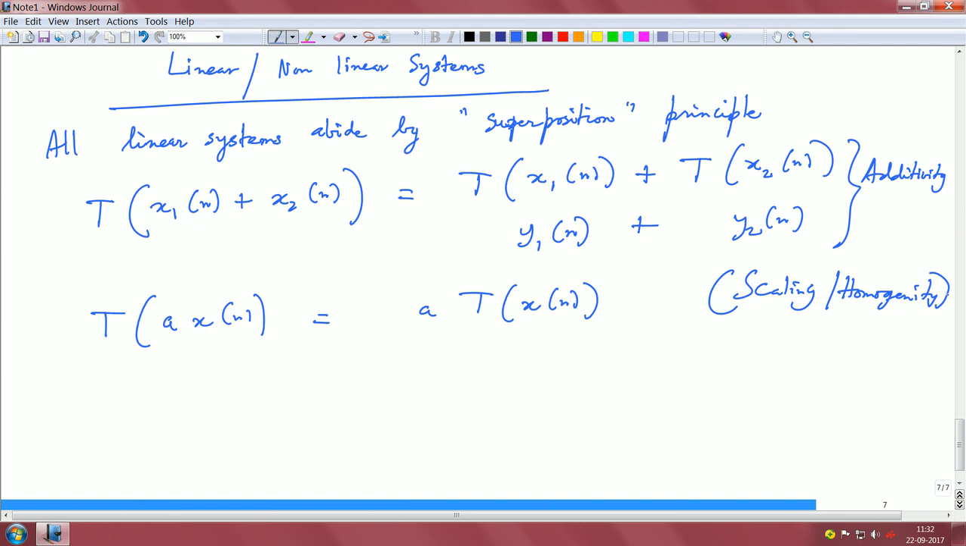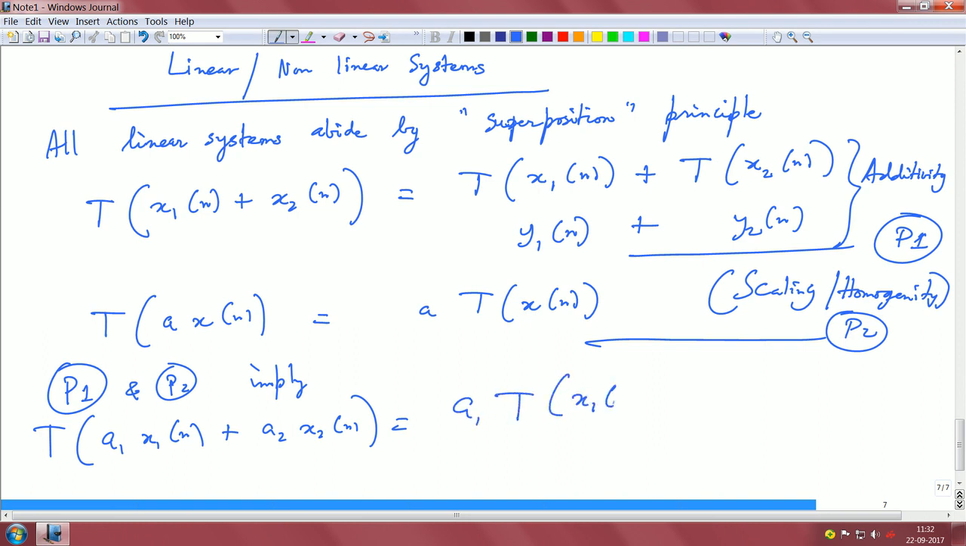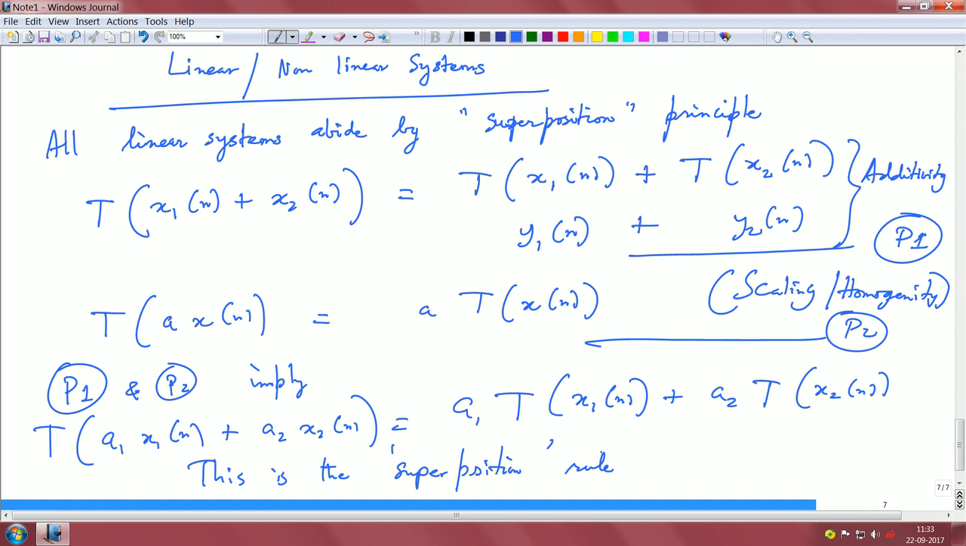right. Now, if we invoke properties P1 and P2, we can say that T of A1 x1 of n plus A2 x2 of n is A1 times the response of the system to x1 of n, plus A2 times the response of the system to the input x2 of n, and this is the superposition rule or the superposition property.